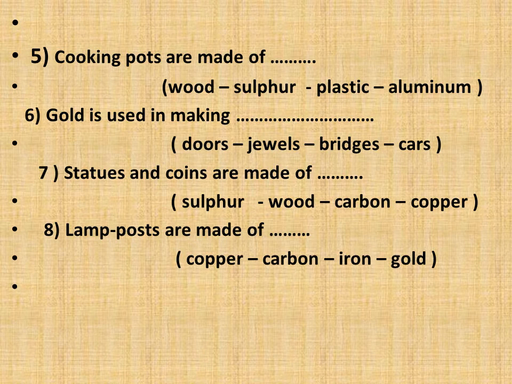Cooking pots are made of. When we make cooking pots we use an element that is a good conductor of heat. Let's see which one. Wood is a bad conductor of heat. Sulfur is a bad conductor of heat. Plastic is a bad conductor of heat. Aluminum is a metal, so aluminum is a good conductor of heat, so we will choose aluminum.